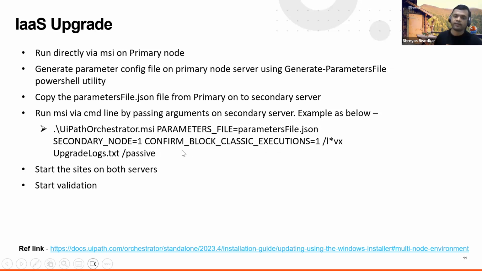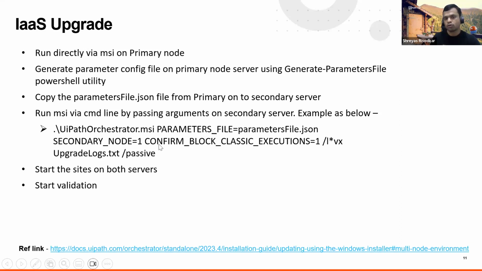And this confirm block classic execution is a setting to block any classic folder executions. In 23.4, we are encouraging people to move to the modern folder, and we are bringing in this feature where if this flag is set, it will block all your classic folder based executions. So the user needs to give consent. When it is happening on the primary node, you will see a pop-up to okay this consent, but on the secondary node, the upgrade happens in a passive mode. It happens in a silent mode. It doesn't prompt the user to give any inputs.